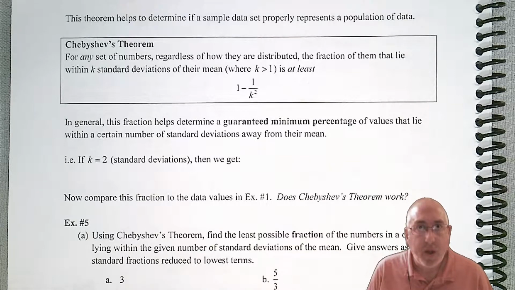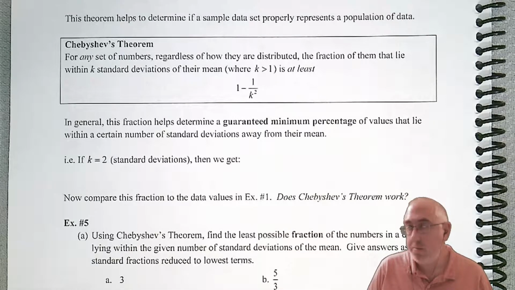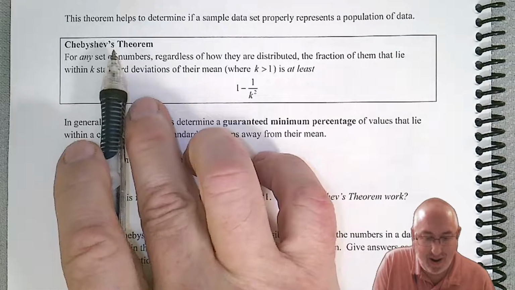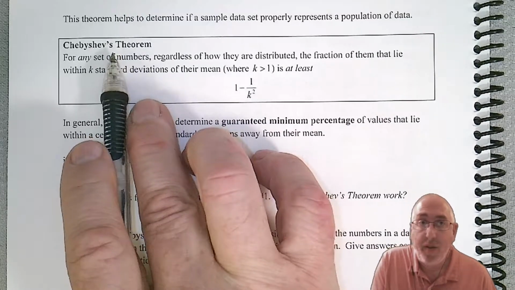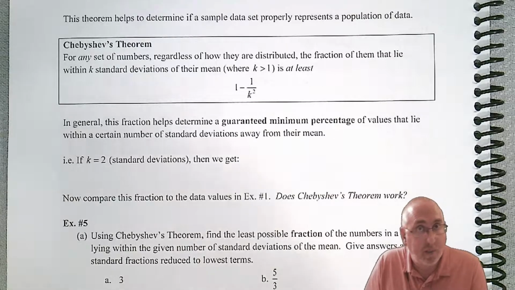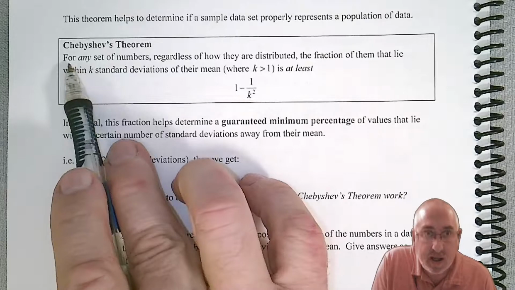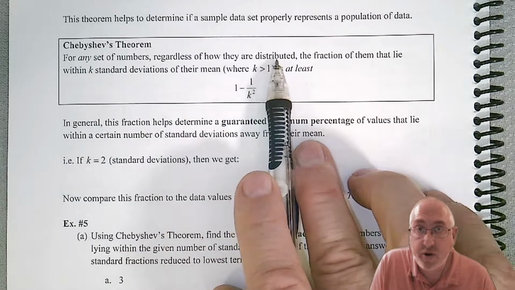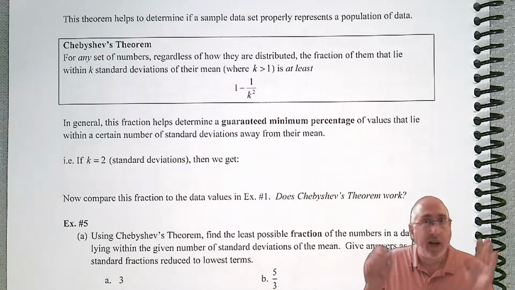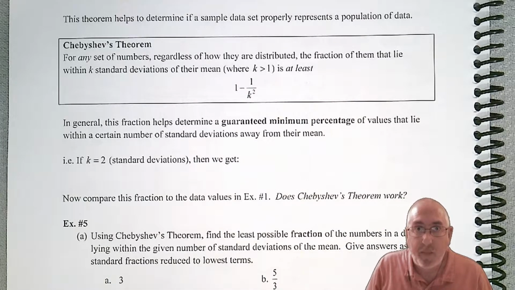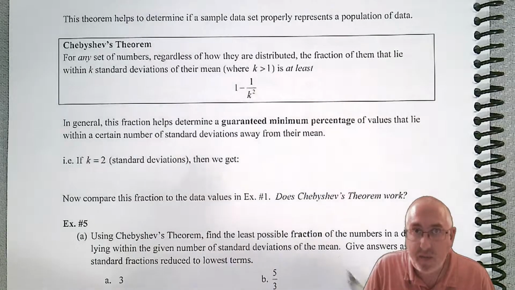Chebyshev was a mathematician a long time ago. I don't have the details, unfortunately, but you can Google that. He developed a theorem that helped us determine if a sample data set represents a population or not. What it says is, for any set of data, any set of numbers, regardless of how they are distributed, they could look like anything, they could have repetition, they could have any kind of shape, a bell-shaped curve, which you probably heard of before, but any type of distribution.